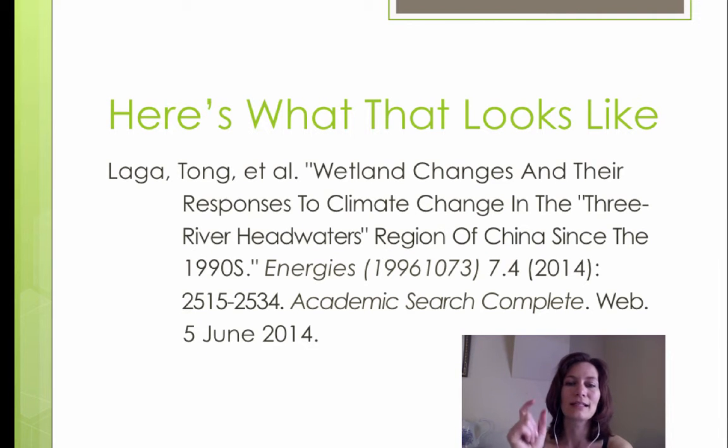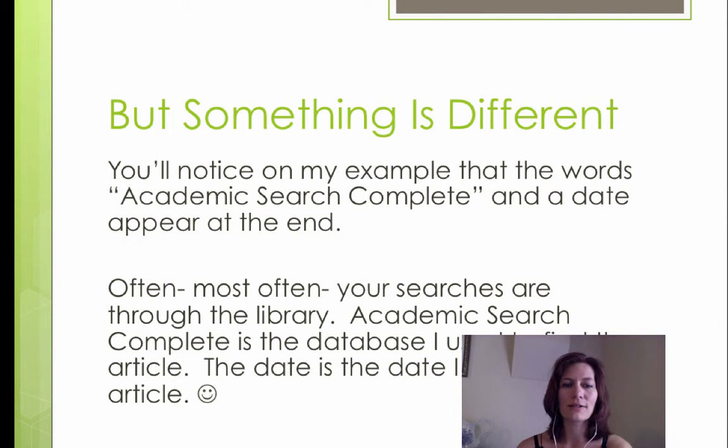This means that I used Academic Search Complete to do it. So something is different on that. You'll notice that it said Academic Search Complete and then a date. When I do a search through the library, I got that one through the CWU library, I used Academic Search Complete, and then I give the date that I accessed it. So if you are going to be using the CWU library databases to do this, that's the way that you're going to cite your scholarly journals.